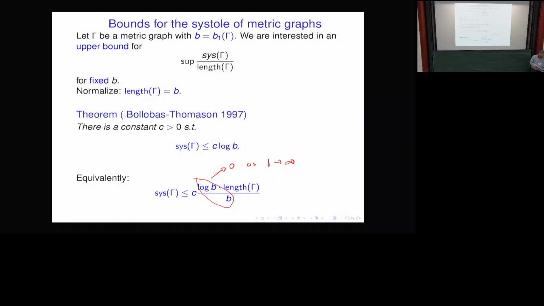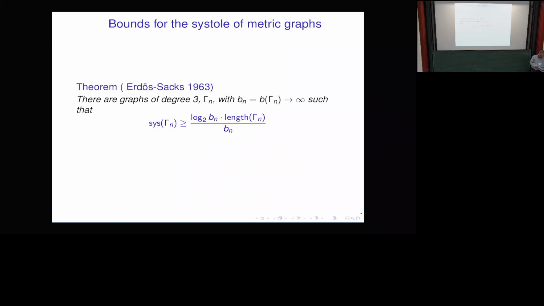Okay, and now it turns out that this is again optimal. There was an old result by Erdos and Sachs that said that there are graphs of degree 3 such that B goes to infinity and the systole is greater than this, right? So we get the other inequality. So yeah, the systole is not much smaller. It's not constant as in my example. These graphs are constructed by probabilistic methods, and later there are more examples using expanders and so on. But they are not graphs that I could draw, right? It's more of an existence by probabilistic methods.